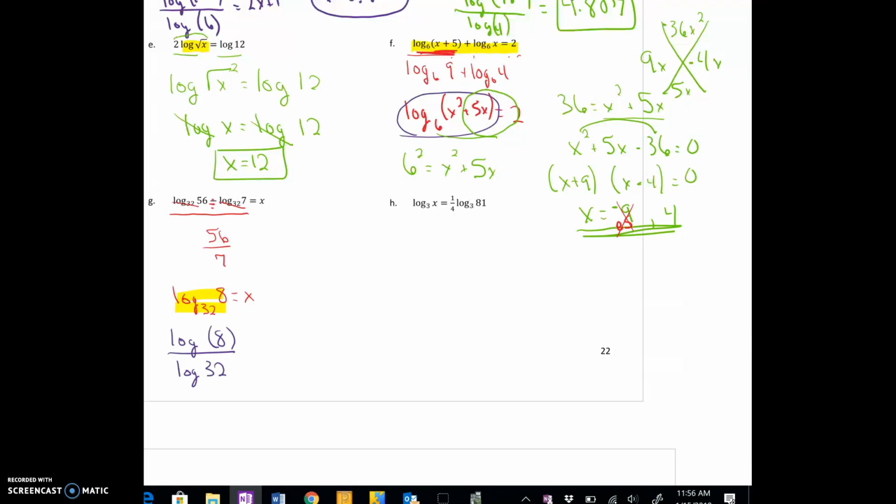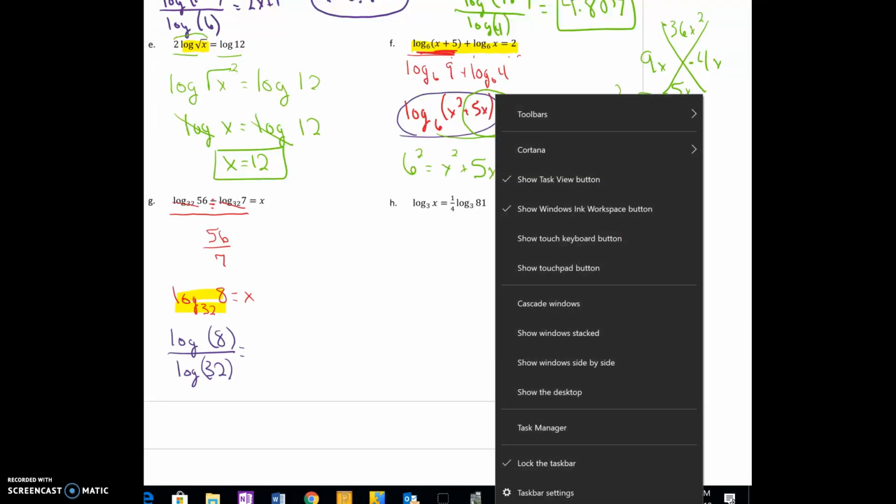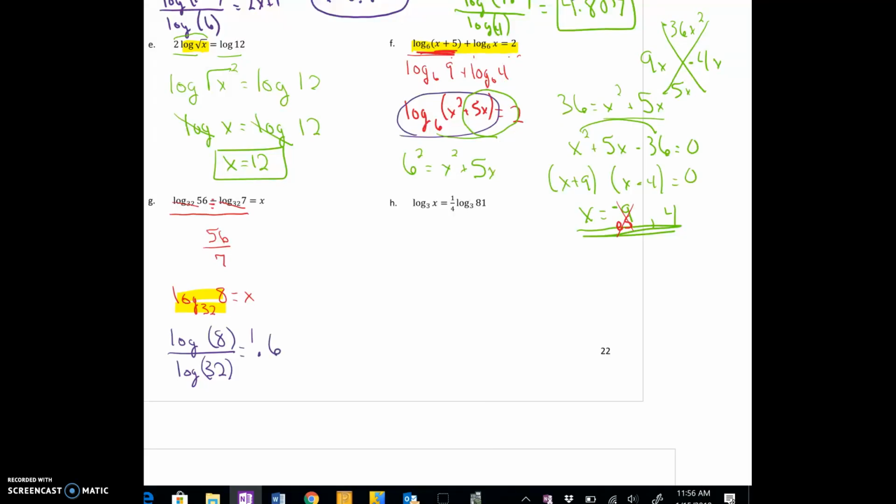But when you take log 8, close the parentheses, divided by log 32, close the parentheses, or you press the math button and scroll up. When you type this in, one second, I'm going to use my calculator. Sorry, I thought I had the answer already. I don't. I'm going to get 0.6. And that is the answer for x.